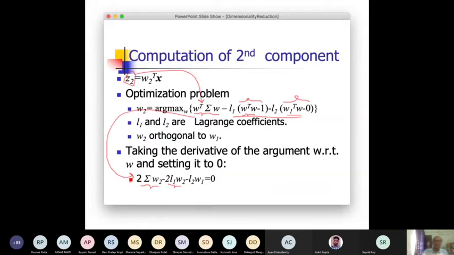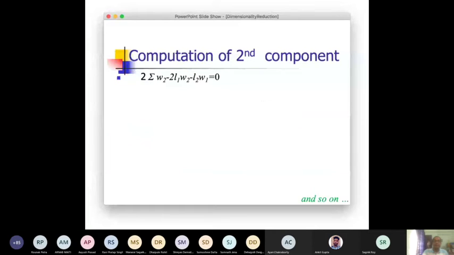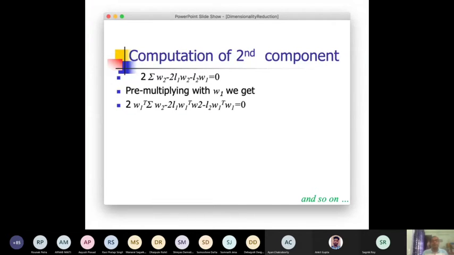Fine. So this is the equation, and let us see a further reduction. If I pre-multiply with W1 transpose, we get W1 transpose sigma W2. These are all scalar values. Then we get 2 W1 transpose sigma W2 minus L2. Why? Because W1 transpose W2 equals 0. Do you agree? So this term is equal to 0, and this reduces to this equation. This term is equal to 1.